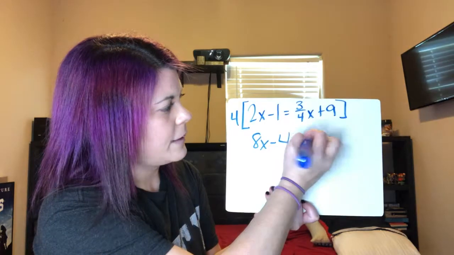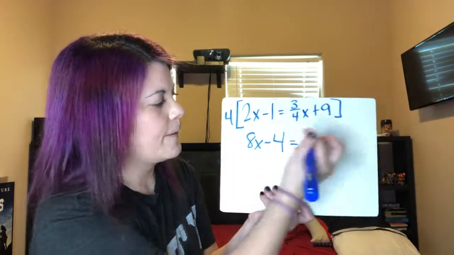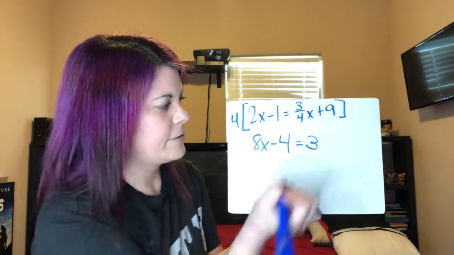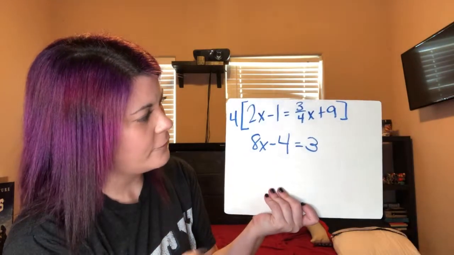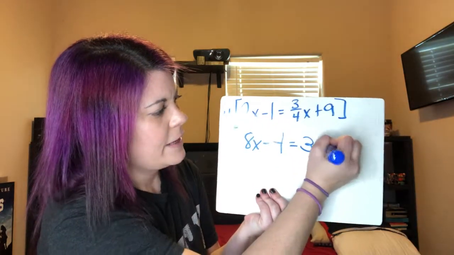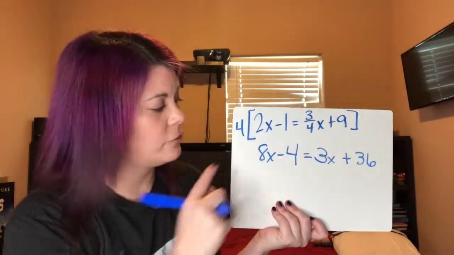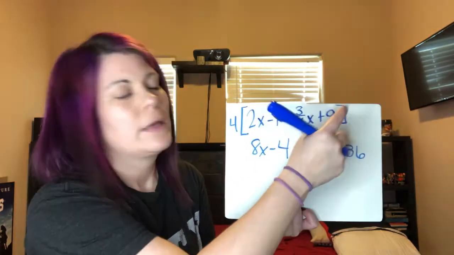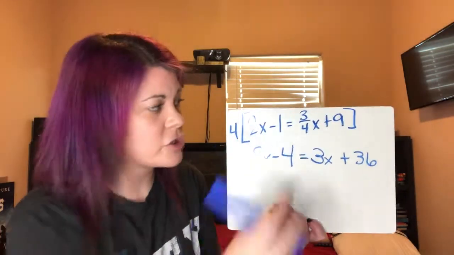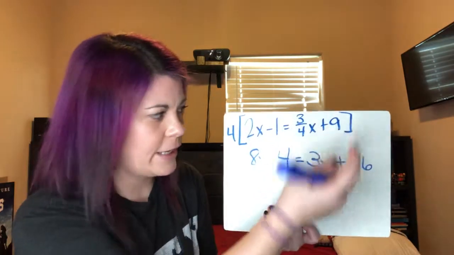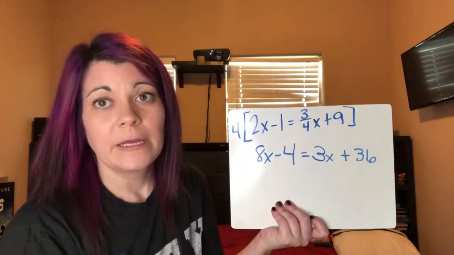Then we have our equal sign, 3/4 times 4. The denominators cancel each other out, so we're just left with 3x. And then 9 times 4 is 36. The only thing you've got to be careful with here is you have to make sure to multiply each term by that 4, not just the 3/4 x or not just the 9. You have to multiply each term in that equation.